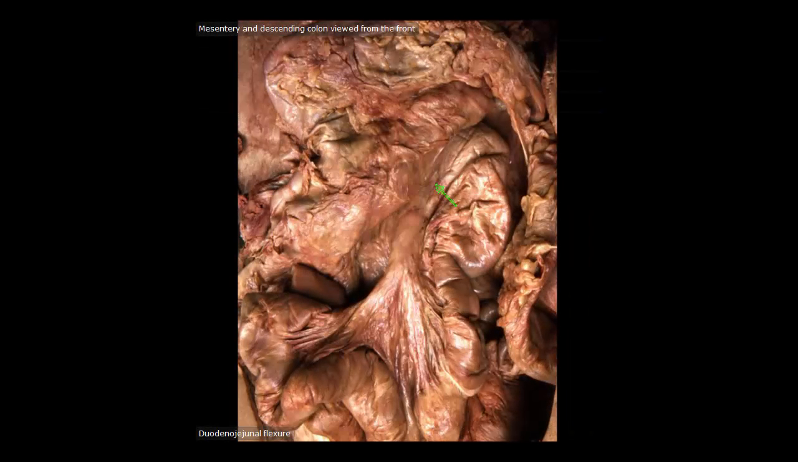Okay, now let's have a look at some of the mesentery and the descending colon and associated structures looking from the front. First off, here where the arrow is located, here is the duodenal jejunal flexure. Okay, the descending colon is highlighted right here. Remember, it's secondarily retroperitoneal. The sigmoid colon is adjoining the descending colon.